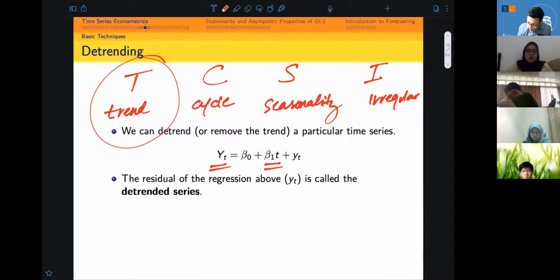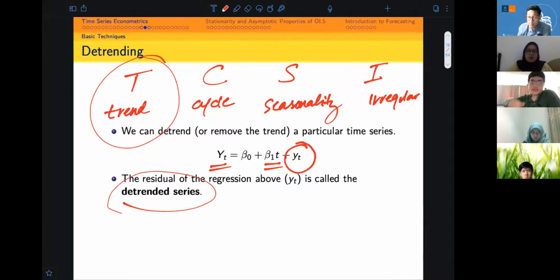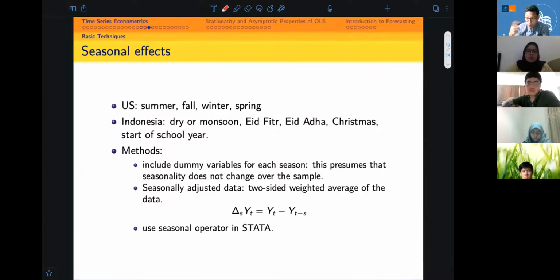The way that we remove the trend is to regress the y variable on the trend itself. The residual of the regression is then called the detrended time series. So again, you have a time series and a time variable, and when you regress the time series on the trend variable and calculate the residual, the residual is the detrended series. That's the idea of detrending. I'm going to go to Stata to provide you with an example, but before we go there, I'm going to go into the second component of time series.